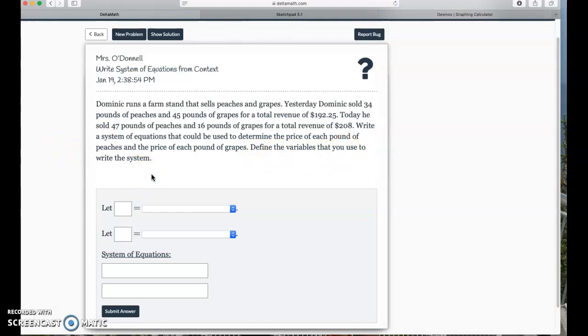Okay, so let me see here. Dominic sold 34 pounds of peaches and 45 pounds of grapes for a total revenue of $192.25. So that in and of itself is an equation, right?